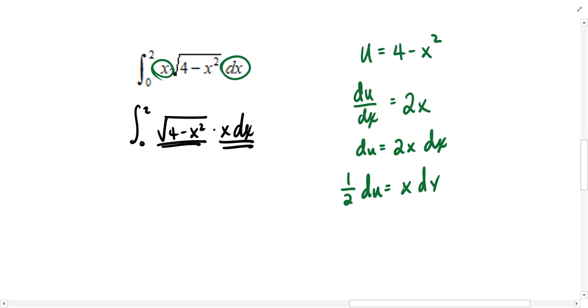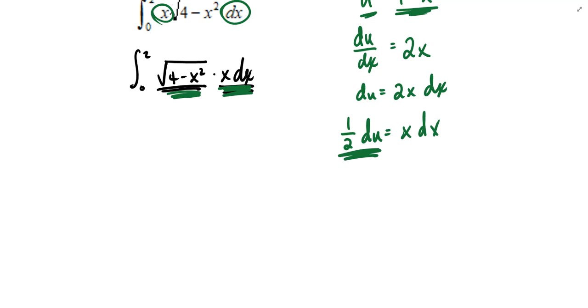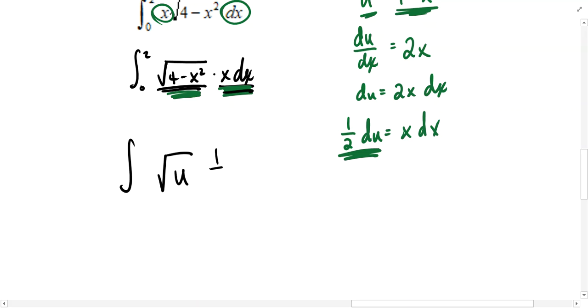And so the claim here, using u substitution, is that anywhere that I see x dx, I'm going to change to 1/2 du. And anywhere that I see 4 minus x squared, I'm going to change to the letter u. And so our new antiderivative exists from 2 different boundaries, we'll fix those in just a second, of the square root of u times 1/2 du.